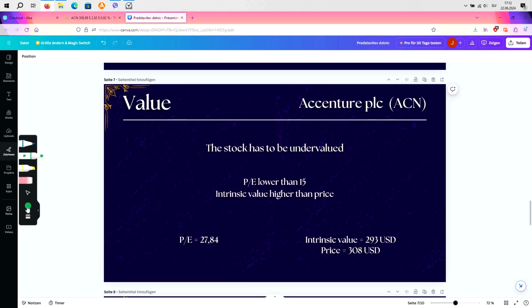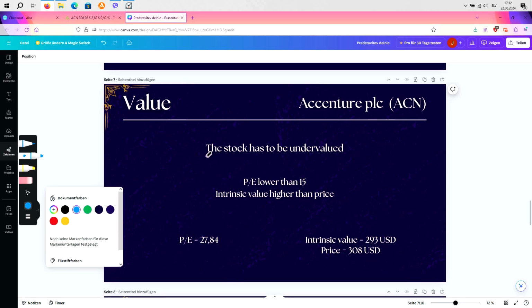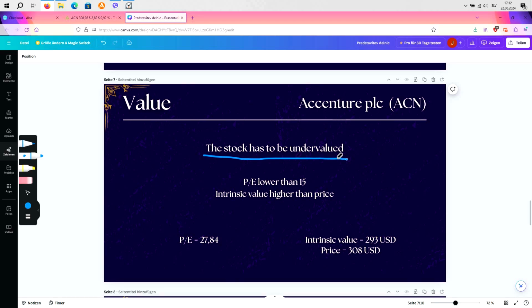Now we come to the value, and for the value, we generally have to think about whether the stock is undervalued, okay?